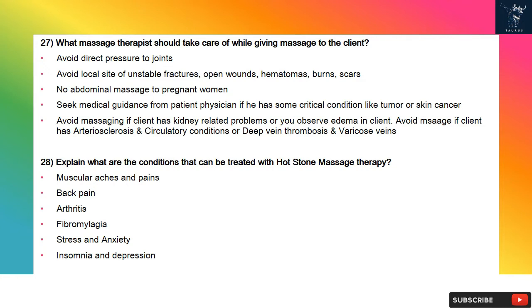Seek medical guidance from the patient's physician if he has a critical condition like tumor or skin cancer. Avoid massaging if the client has kidney-related problems or you observe edema in the client. Avoid massage if the client has arteriosclerosis and circulatory conditions, or deep vein thrombosis and varicose veins.